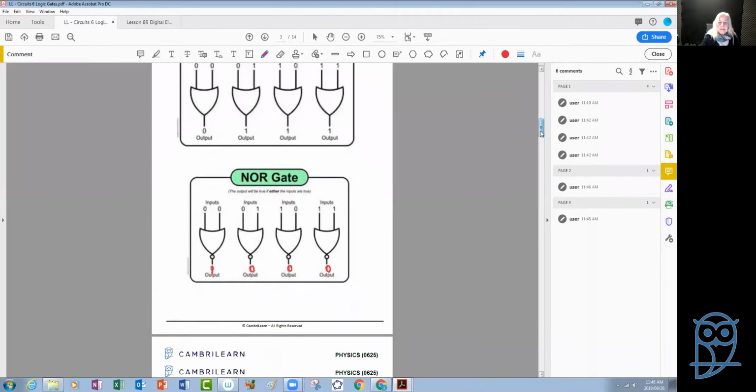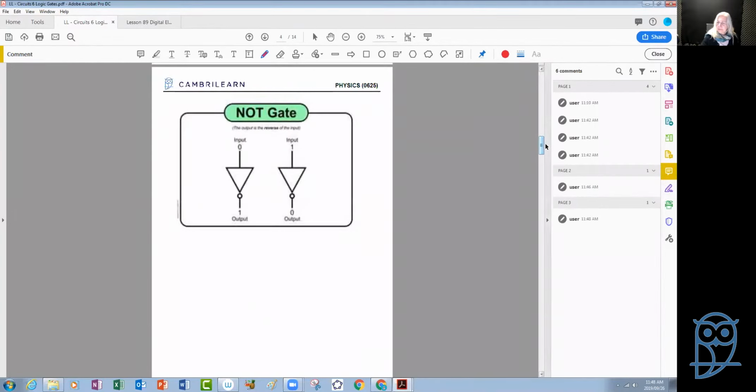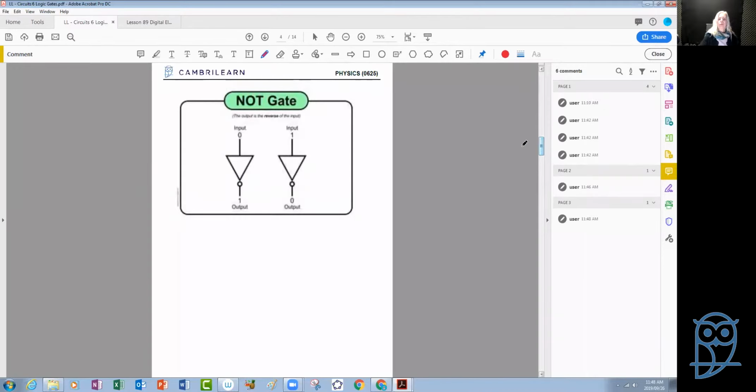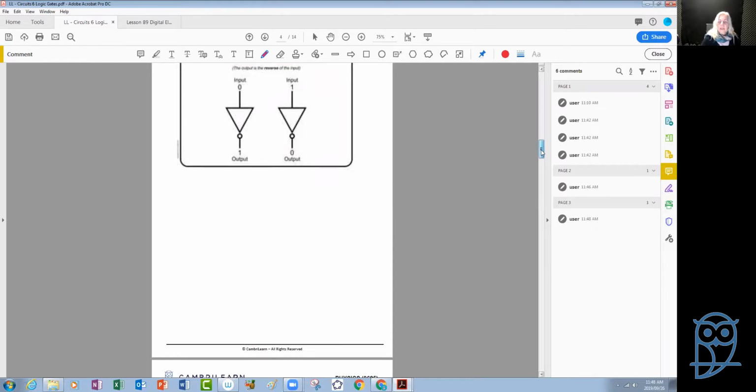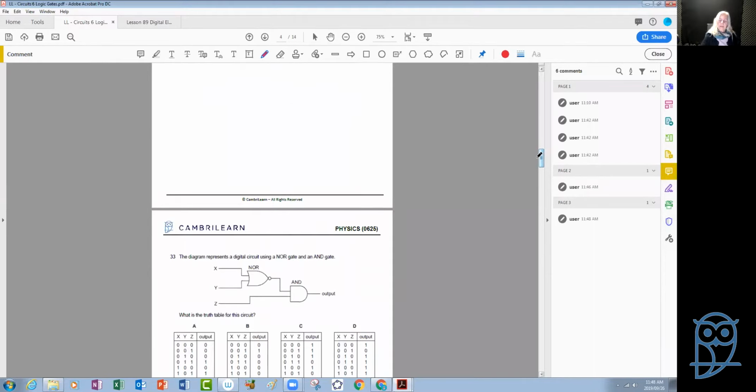And lastly, the NOT gate, which is a very useful gate, even if it's so small and so easy. We see that whatever the input is, the output is the opposite. And okay, I hope now we can use this to start with a problem.